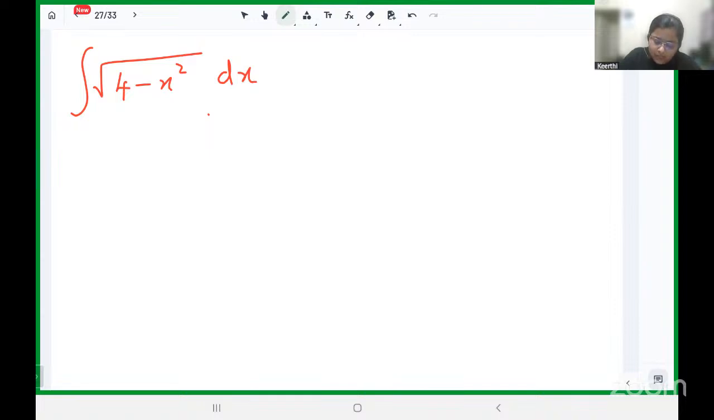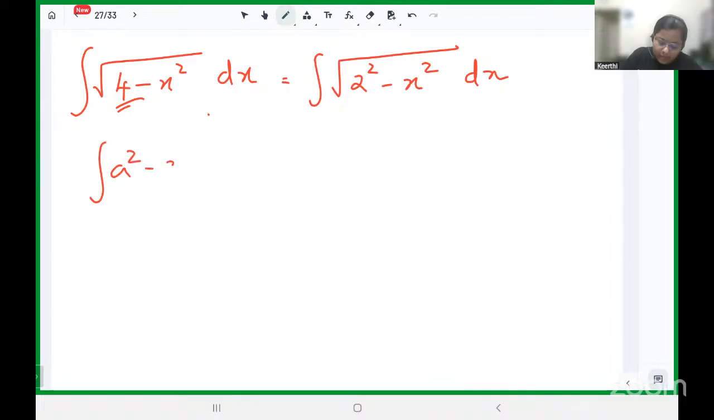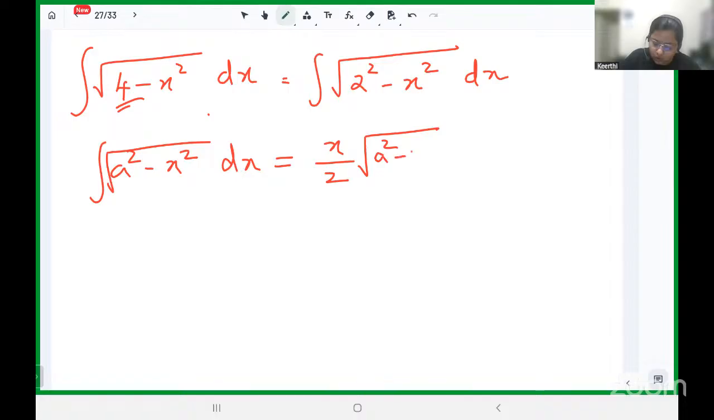So you change this into that form, that is integral root of 4 can be written as 2 square. Integral root of 2 square minus x square into dx. So what is the result? Integral root of a square minus x square into dx is equal to, you write x by 2 first, then you write the root itself, that is x by 2 root of a square minus x square, then plus a square by 2 sine inverse of x by a plus c.